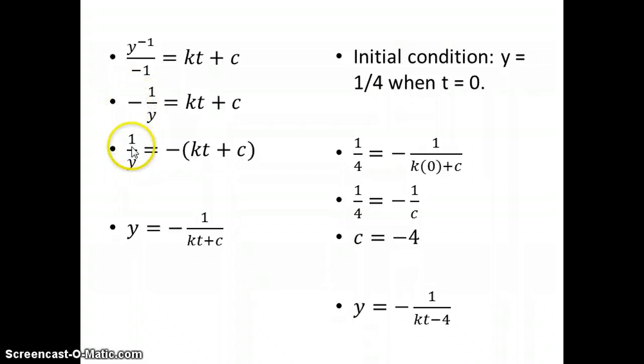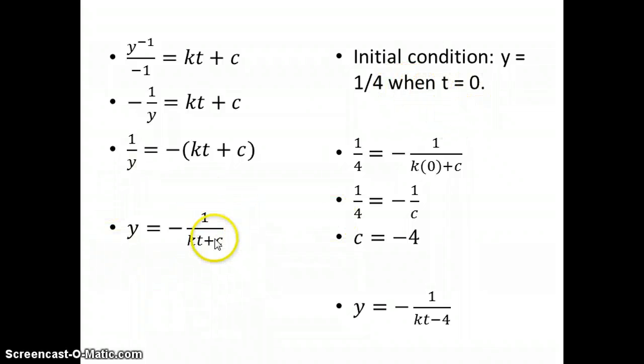Get rid of the negative. 1 over y equals negative the quantity kt plus c. And the reciprocal, y equals negative 1 over kt plus c. Sometimes you are given an initial condition. In this case, the initial condition will be y equals 1/4 when t is 0.